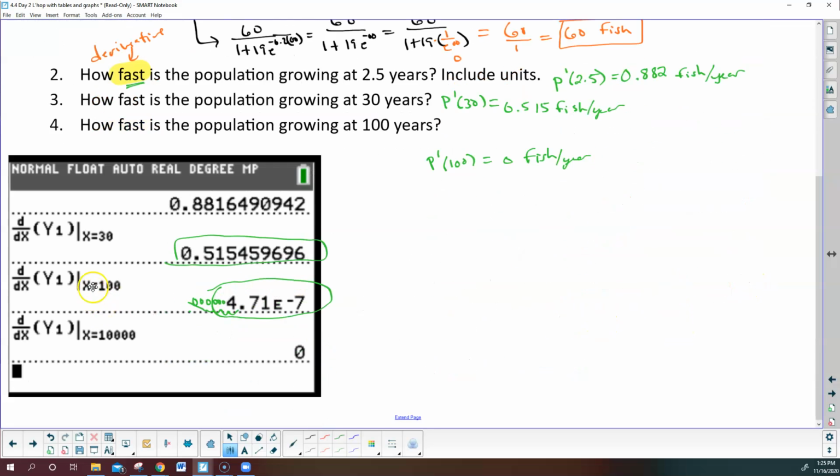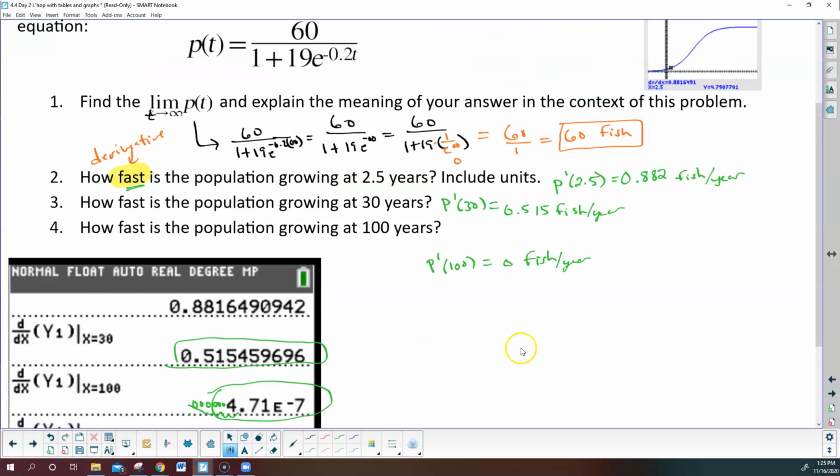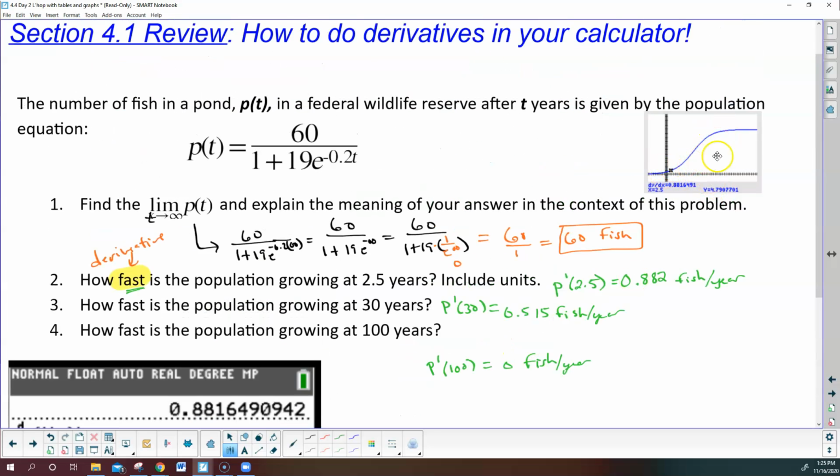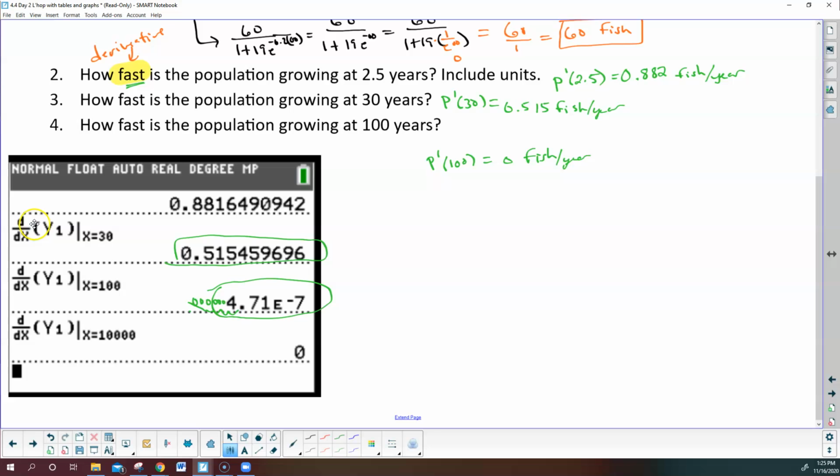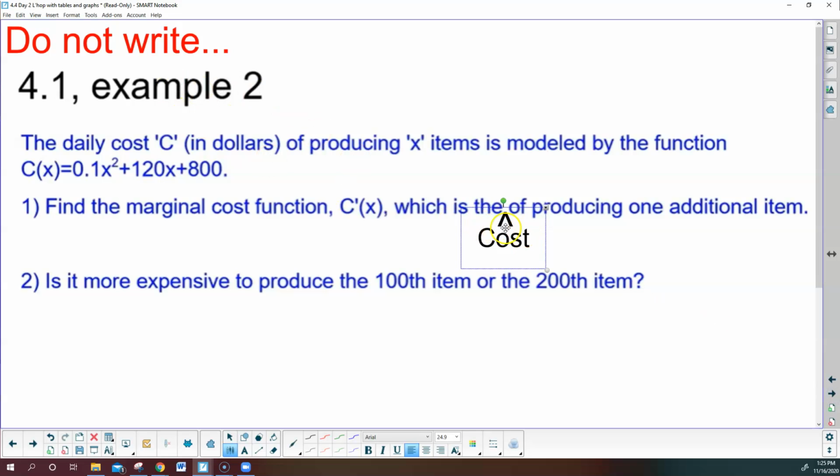All right, so that's one way. Actually, it's 2 ways to do it on your calculator. You could find the derivative from a graph, or you could do the math option 8, and that's the end derivative. So let's look at another problem that basically is the same thing. We're going to use our calculator here. Don't write any of this down.